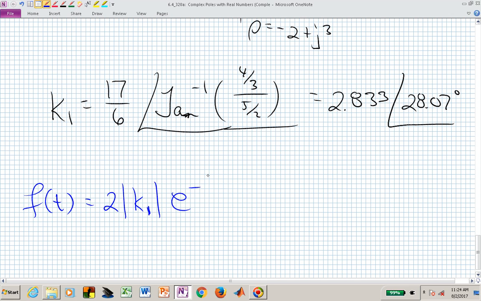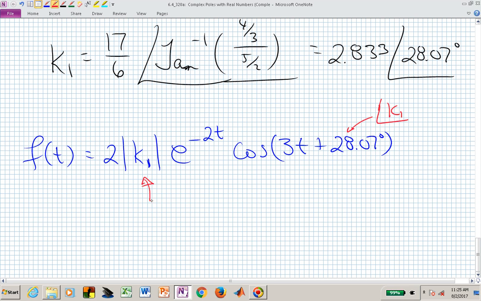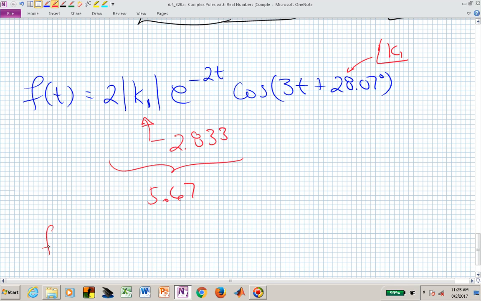e to the minus, now where was our pole? It was at -2, so e to the -2t, cosine, it had an imaginary component of 3, so our damped frequency of oscillation is 3 times t plus the angle of k, which we now know is 28.07 degrees. This is the angle of K1, and K1's magnitude was 2.833, so if we double that, it would be 5.67. So now f of t is 5.67 e to the minus 2t cosine of 3t plus 28.07 degrees for t greater than or equal to 0.